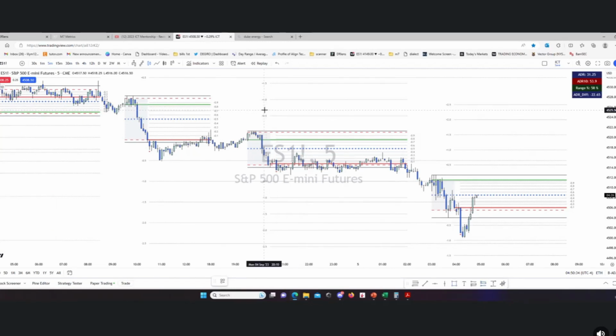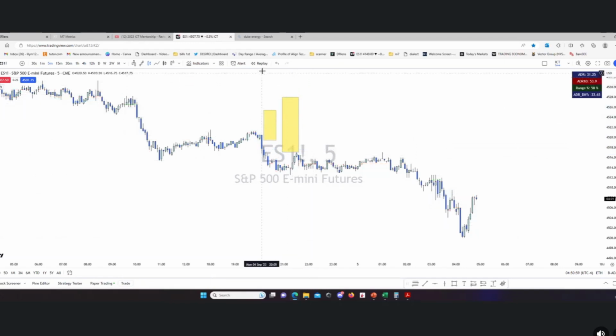We know that ADR would be located completely inside of the previous RDR session, and then we would expect either an expansion downward, upwards, or a trumpet, right? A trumpet meaning it takes out the highs and the lows of ADR, which is sitting inside of the previous RDR session, right? All right, but we don't have that going on right now.